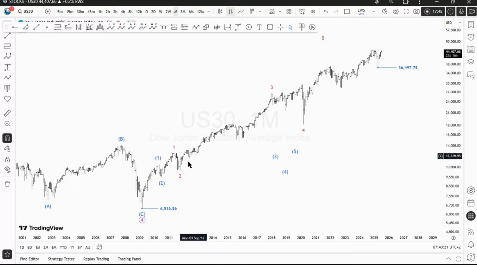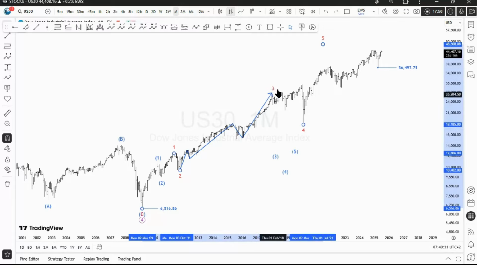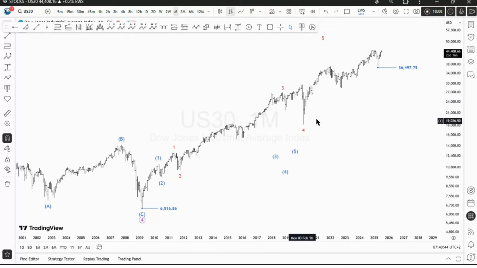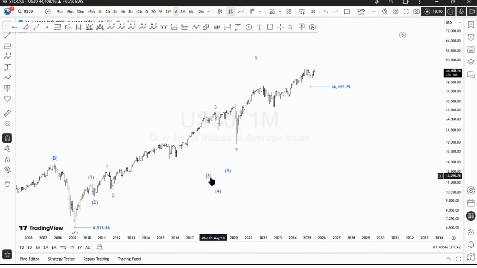So it would make more sense to say this is 1. Let me just highlight it for you. 1, 2, and then you have your 3, your 4, and your 5 right there. It would make more sense to count like that. Or you can even count like that, maybe if you have a triangle right there, and it would be more suitable to say this is a 1, 2, 3, 4, 5. So again, I am considering this count as the primary wave count.